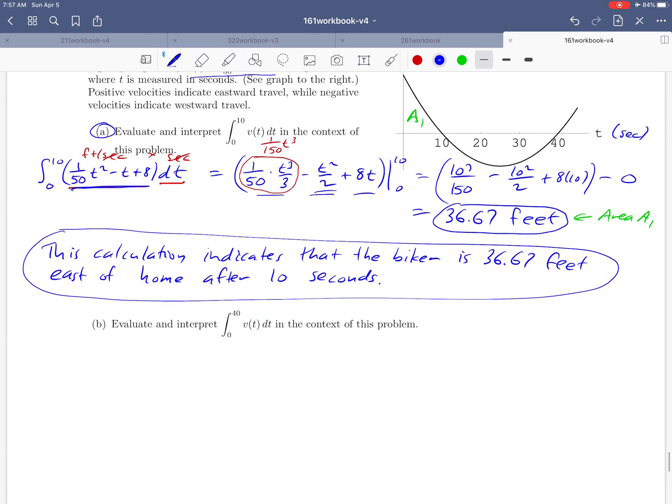Let's move on then and look at part B. It's asking us a similar question. It's giving us another integral and asking us to interpret that. This calculation is going to be similar to the one that we just did. We're starting with the same function.